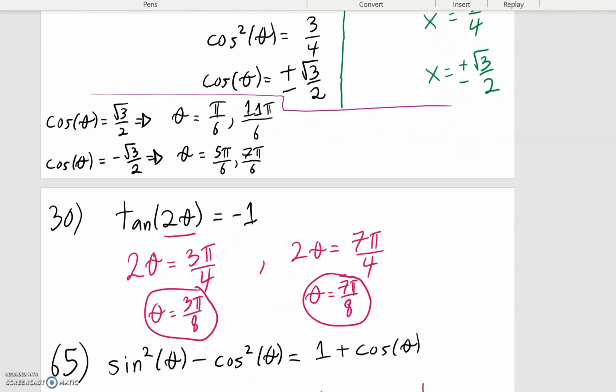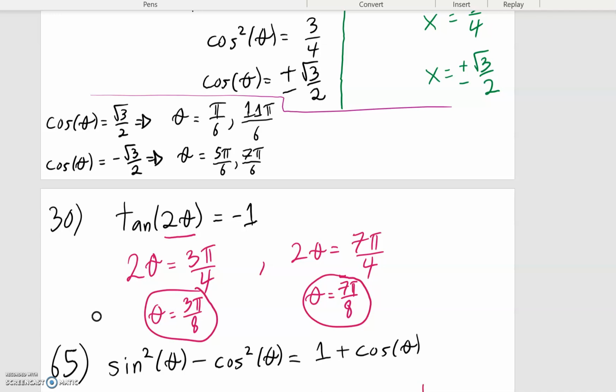Now let's take a look at this next problem. The directions for this problem are still the same. This is number 65. We have sine squared of theta minus cosine squared of theta equals 1 plus cosine of theta. This problem is unlike all the other problems in this video. How are we going to solve this thing?